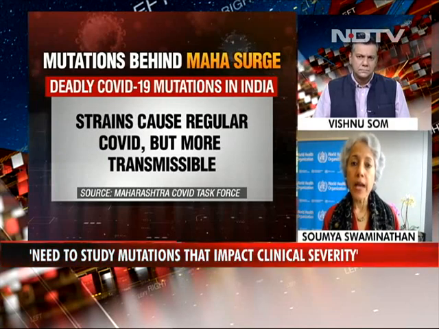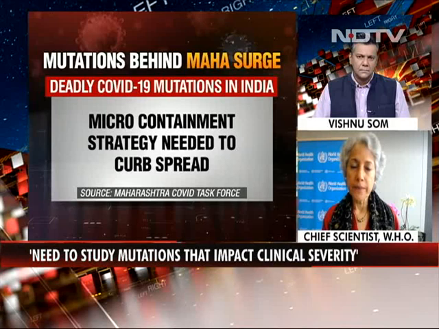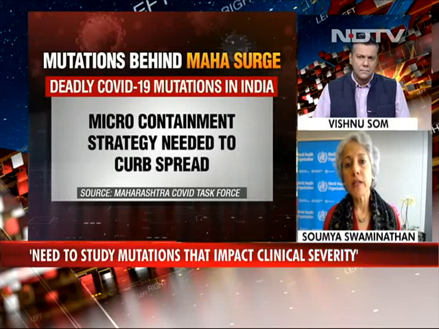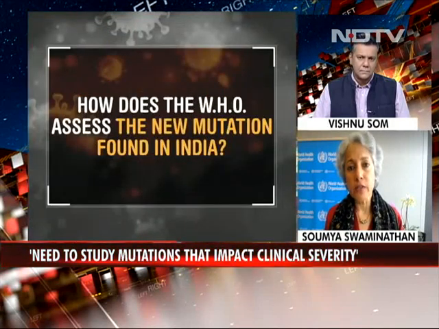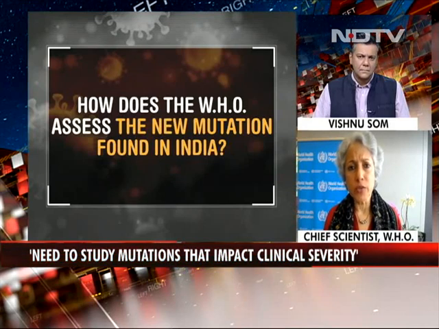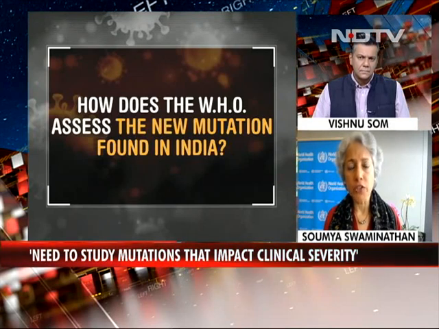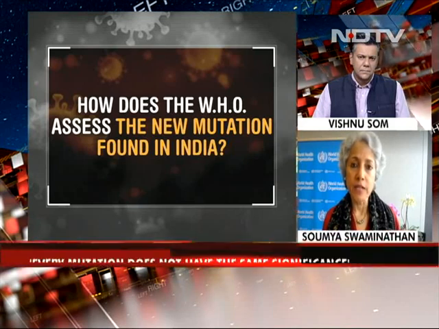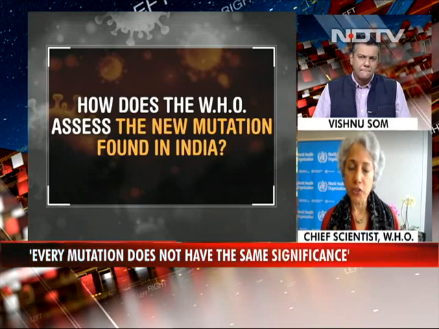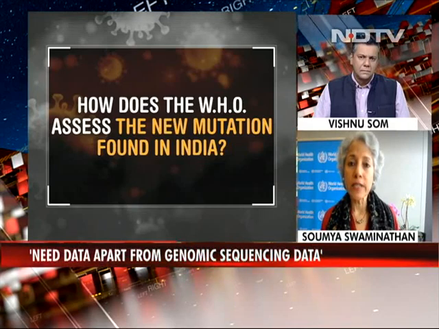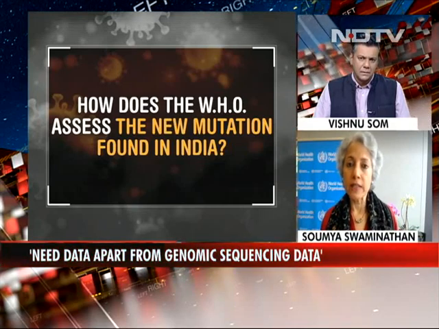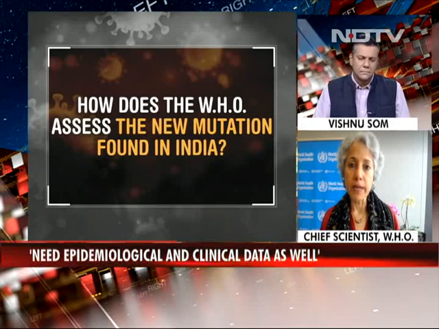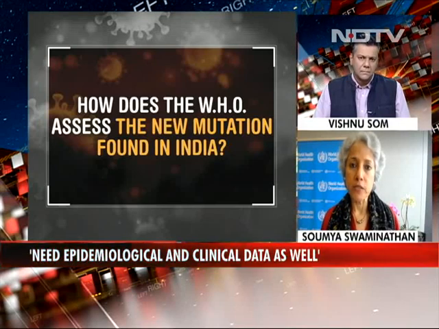And so what is needed is a globally harmonized and coordinated system to track these, to have some standardized nomenclature for them, and to be able to undertake the studies that would tell us whether these variants are impacting on any of these features. Otherwise, a mutation is a mutation, and every mutation doesn't have the same significance. So that's why we need the data. In addition to the genomic data, you also need the data coming from the epidemiological and the clinical aspects in order to put them together and make sense of it.